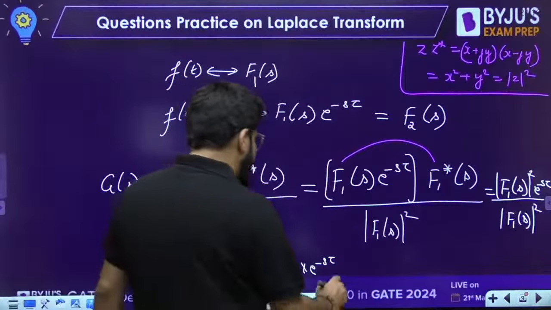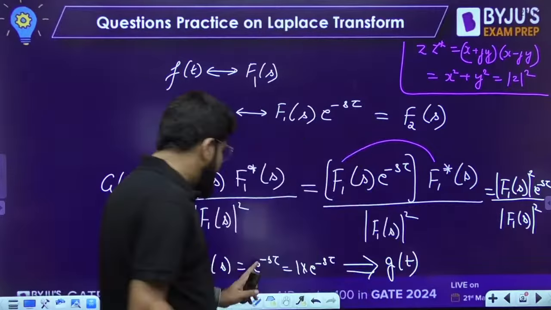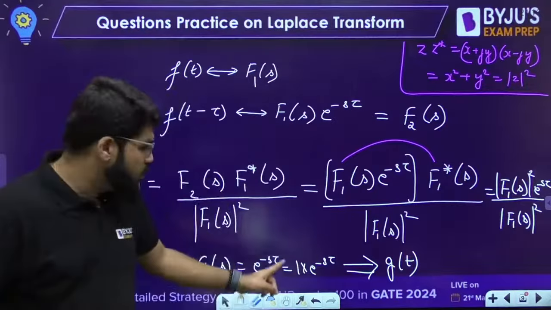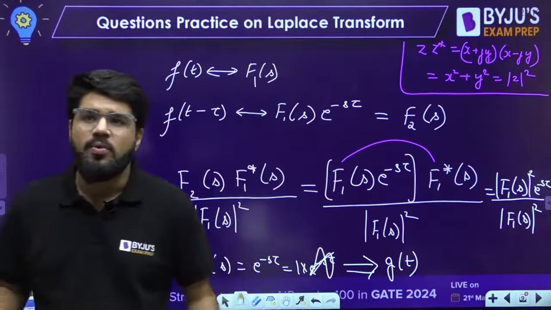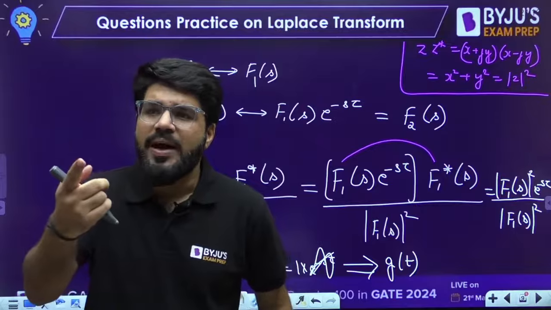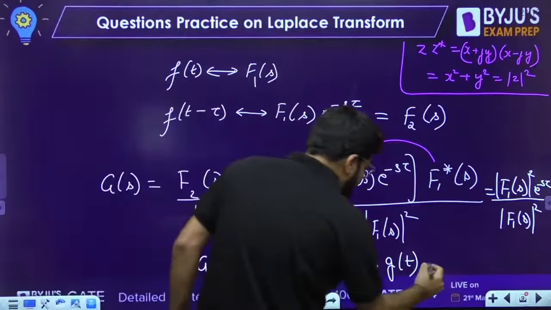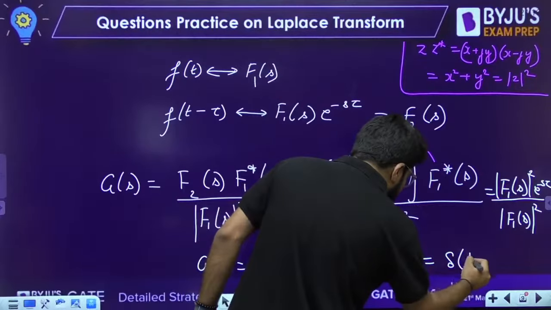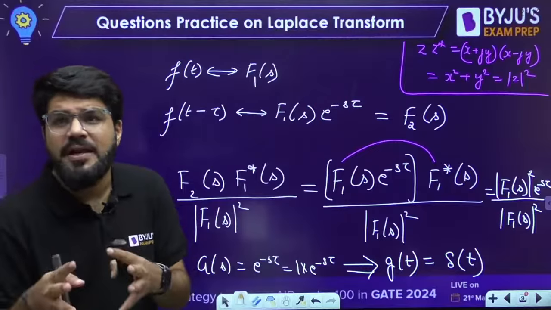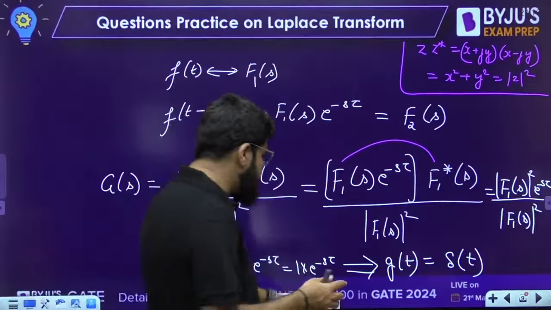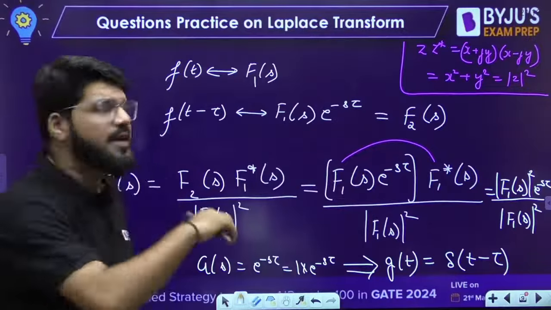That means I want to calculate gt. Okay, so that means what is the gt? I have written e power minus s tau as 1 into e power minus s tau. Suppose I hide this, there is no e power minus s tau. Then the Laplace transform is 1. And 1 is the Laplace transform for unit impulse. But it is having that exponential term, and that exponential term comes because of the time shifting case, so it should be delta t minus tau, the unit impulse shifted signal.